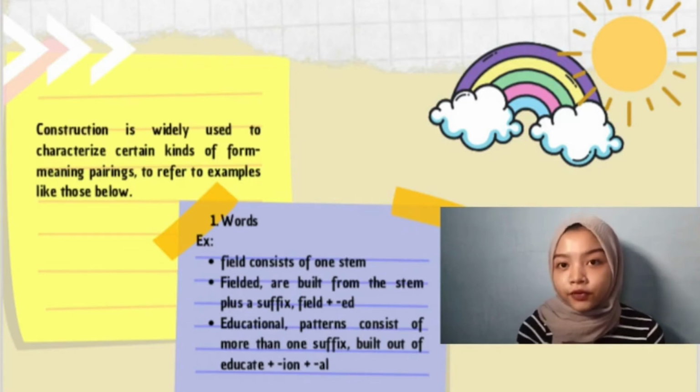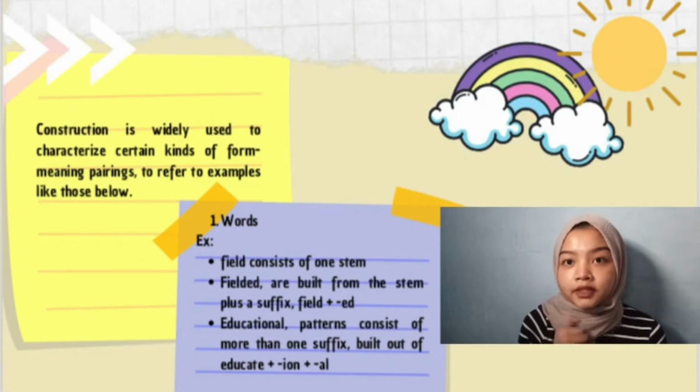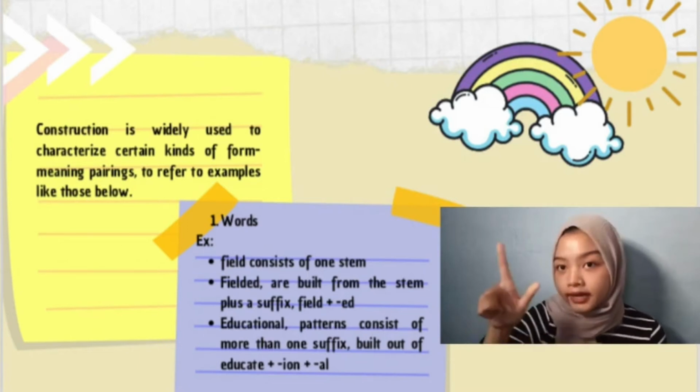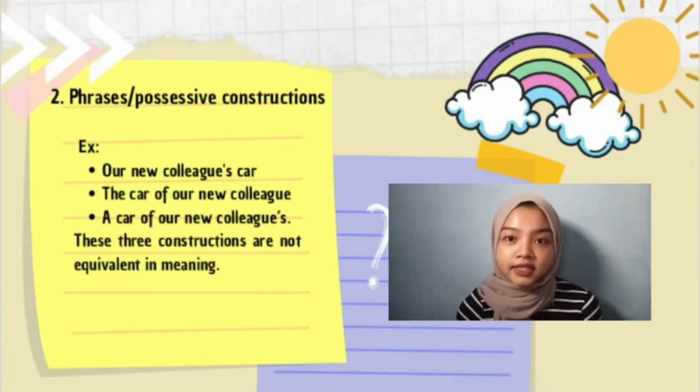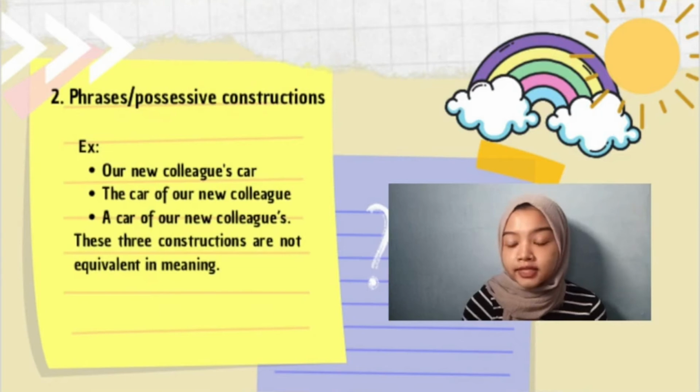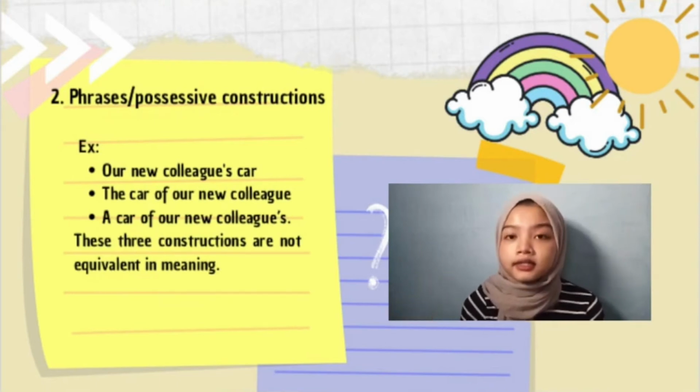Now, let me give you another example from other words. When we say educational, it consists of more than one suffix, built of educate, ion, and al. The second example is phrases or possessive constructions. Let's say there are three kinds of phrases. The first is our new colleague's car. The second is the car of our new colleague. The third is a car of our new colleague's.